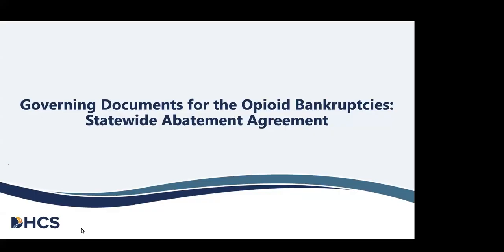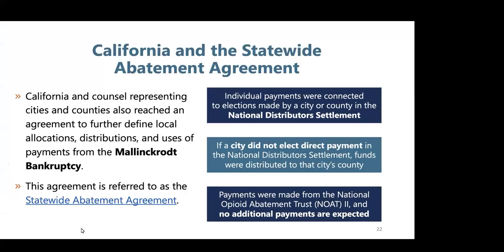Okay. So we went through all of that. Now we're going to do it all again, but specific to the bankruptcy. And right now we technically have two, but these next slides are going to focus more on Mallinckrodt, simply because DHCS does not have the oversight or reporting requirements for the Endo bankruptcy. Next slide.